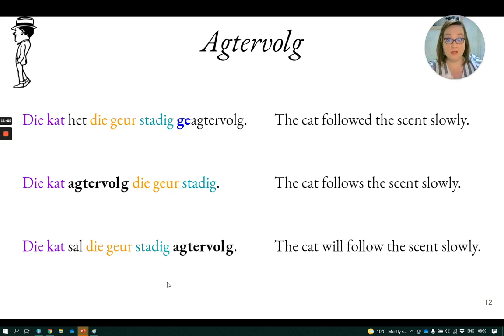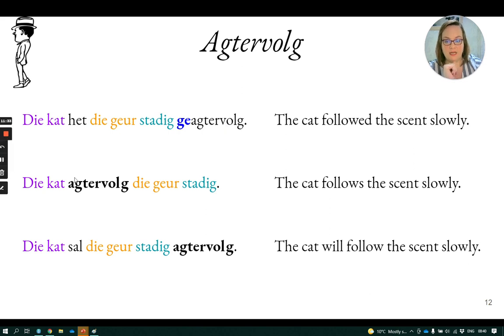The achtervolg, this is one of the inseparable compound verbs. So let's see what it does. You have het. Okay, die kat het die gier stadig geagtervolg. So it still gets a ge, okay, but it doesn't get the ge in the middle because it's an inseparable. You don't want to separate them. It gets it before the word, geagtervolg, like you would with any past tense verb.